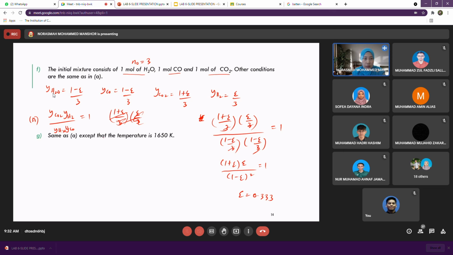Okay, now G, same as A, except temperature is now 1650 Kelvin. So sekarang T dia dah increase 1650, so K dia akan jadi lain lah. So yang ni you kena cari K dalam figure 13.2 tadi. Okay, you kena kira ni dulu. Berapa ni? 6.06 kan?